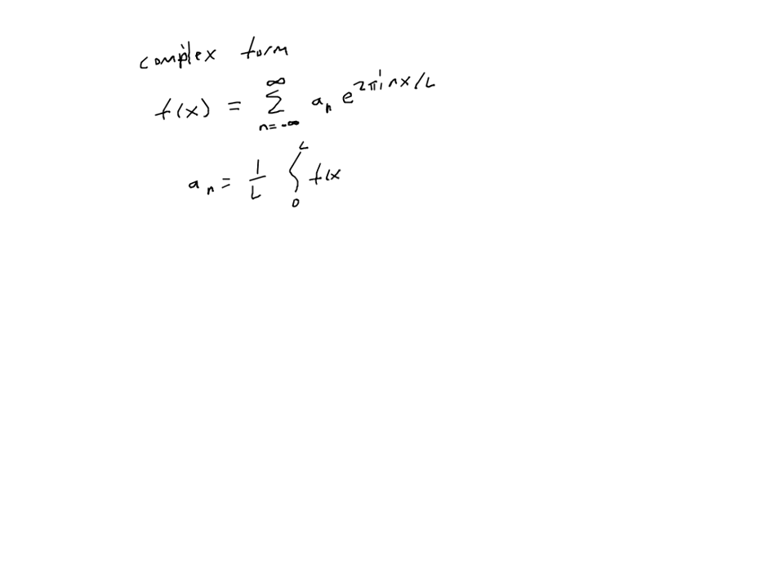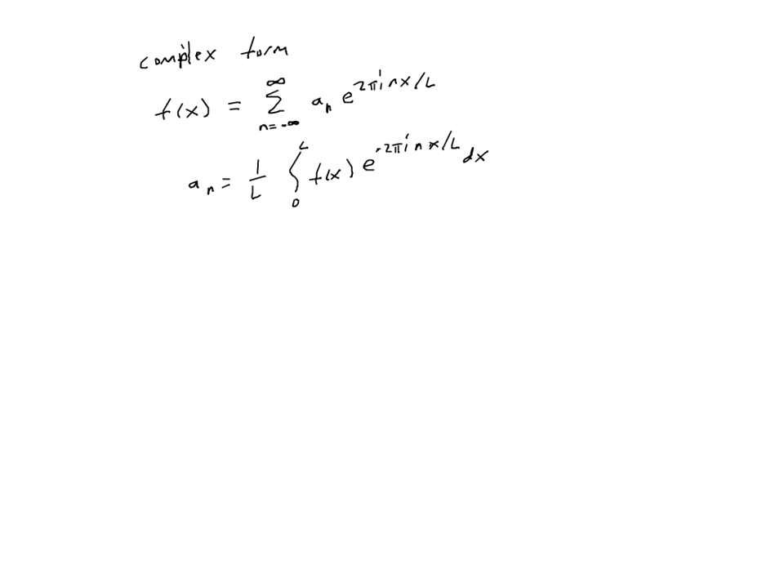And then, of course, there's the complex form, where you have f of x equal to the sum from n equals minus infinity to infinity of a sub n e to the 2 pi i n x over L. And a sub n equals 1 over L, integral from 0 to L, f of x e to the minus 2 pi i n x over L dx.